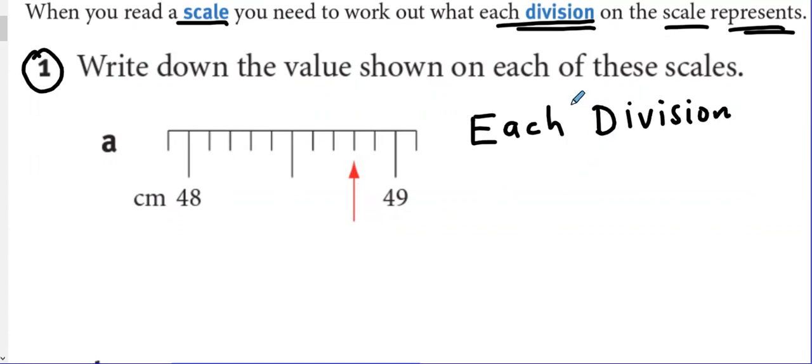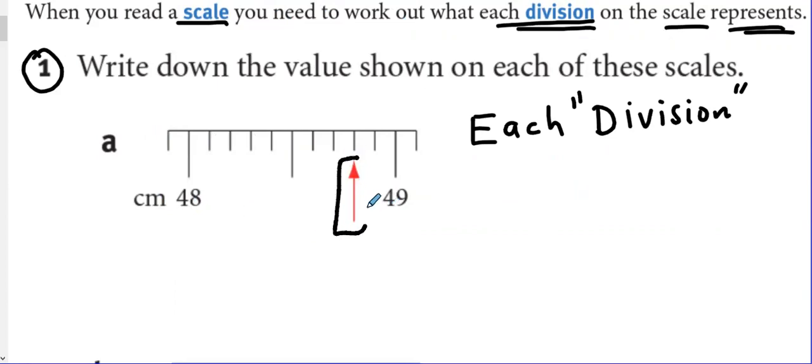And when I say division, what do you think I mean? Divisions are these lines on the scale. These lines you see on a scale, any scale must have divisions. Now, in order to read this scale, we have to find how much each division represents. How do we do that?